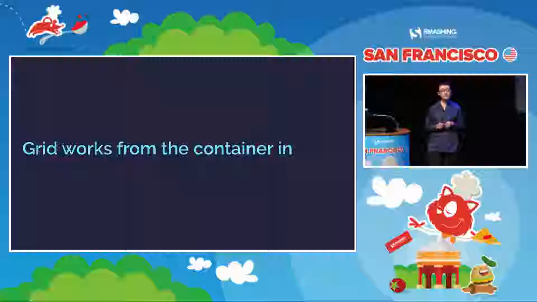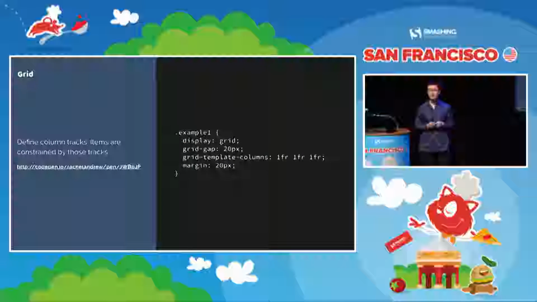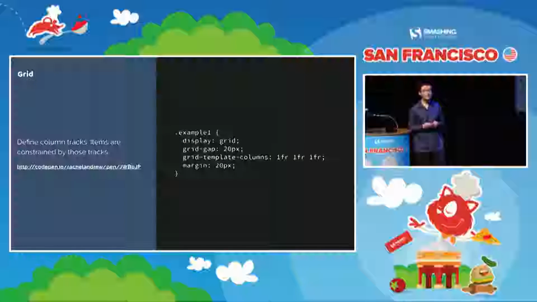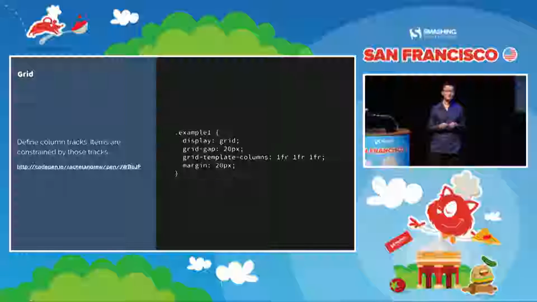Now, grid works from the container in. So you say, I've created a grid. It's got tracks. They're this size. And then my content is going to sit into the grid cells that I've created there. So this is a three-column track grid. I'm using that fr unit again. So that's a fraction of the available space in the grid container.